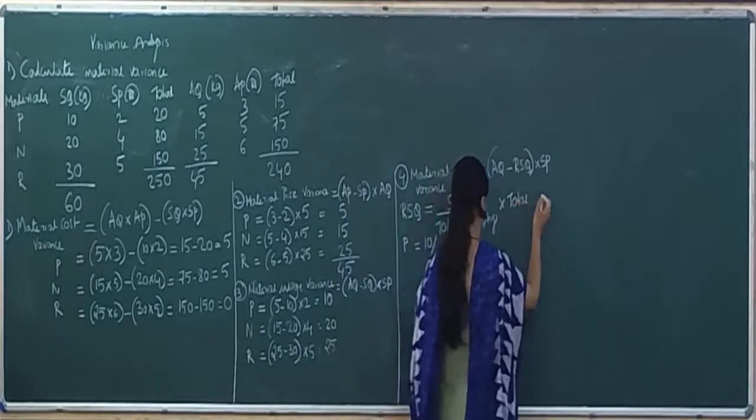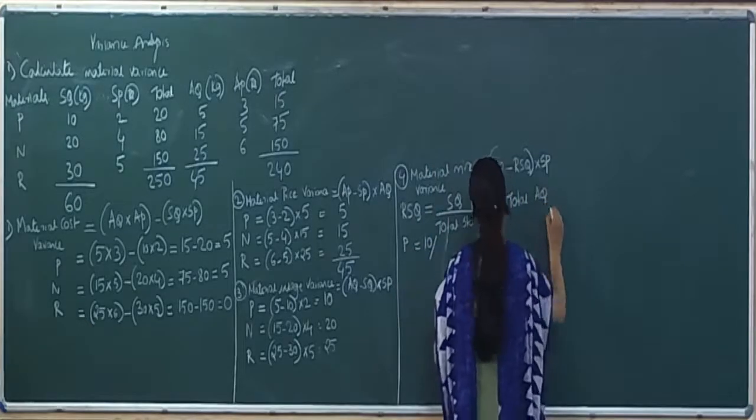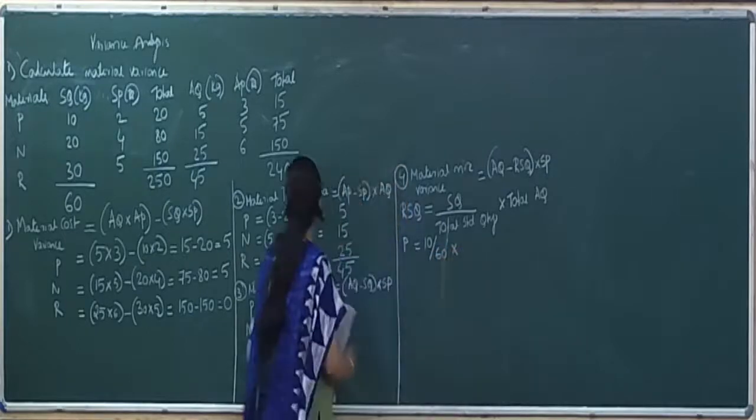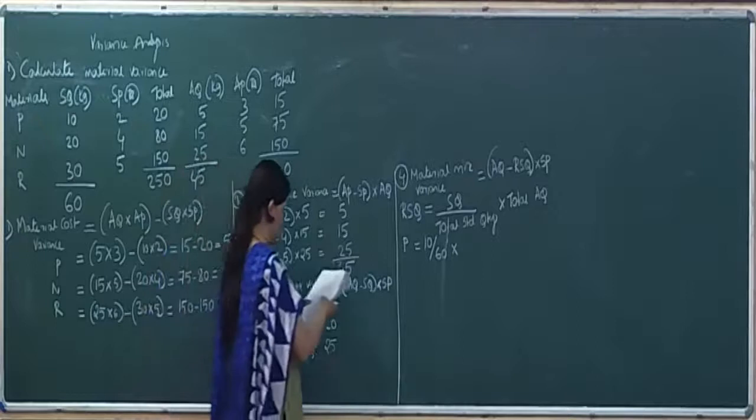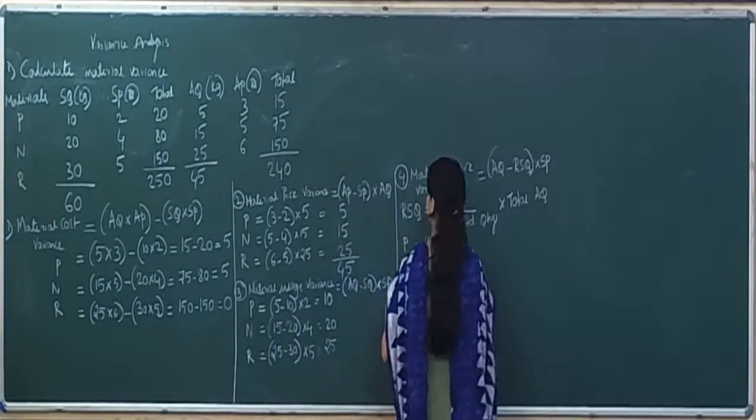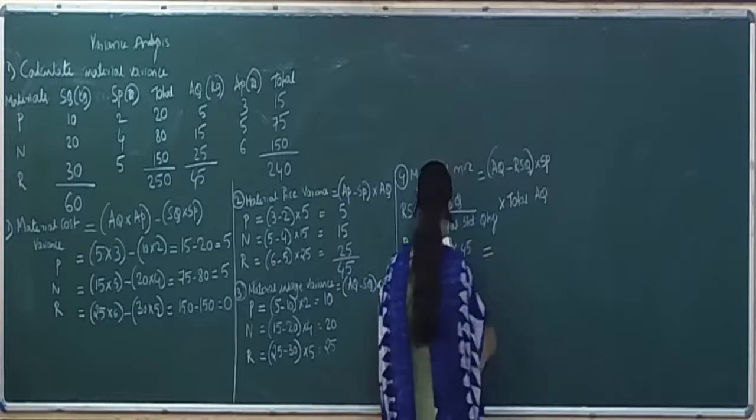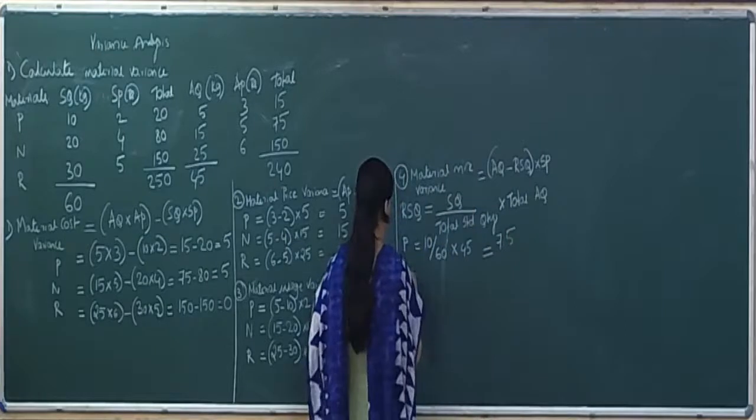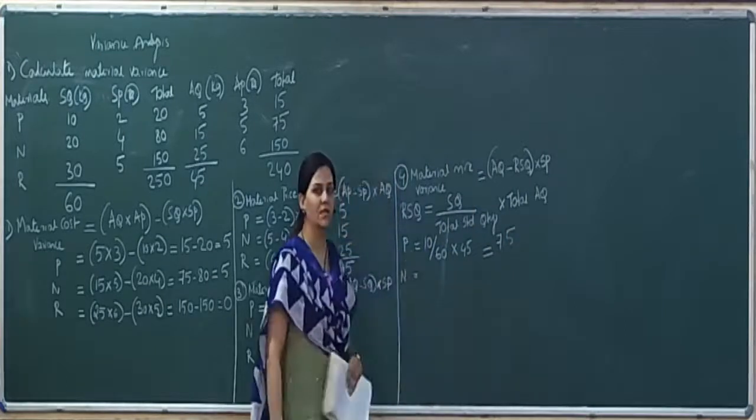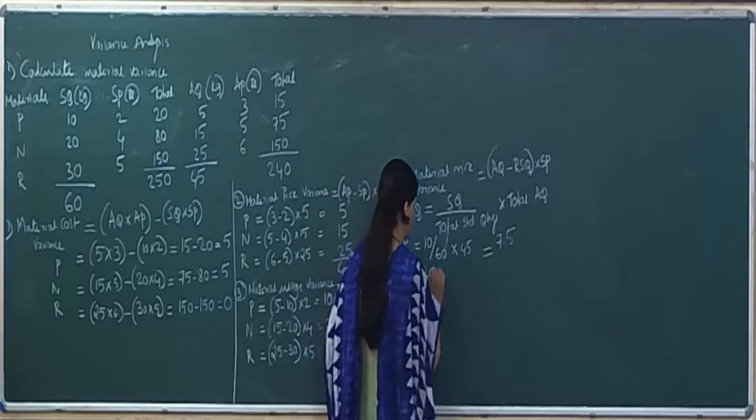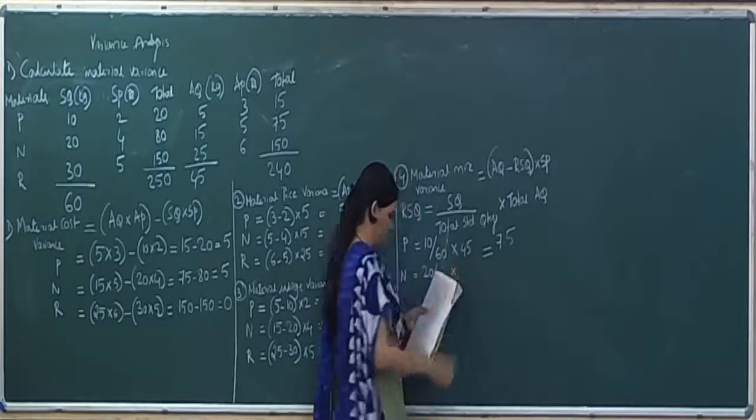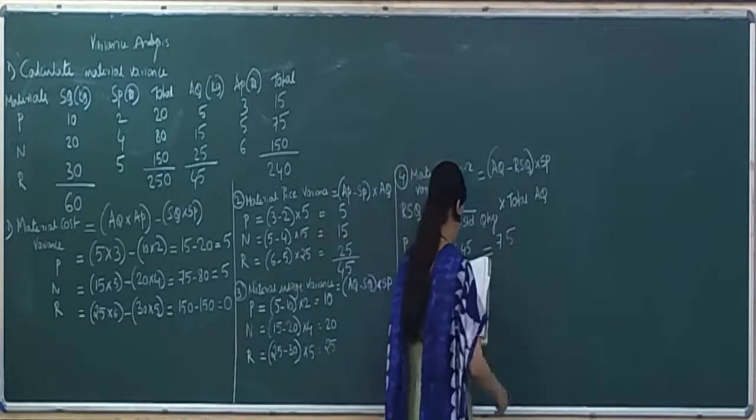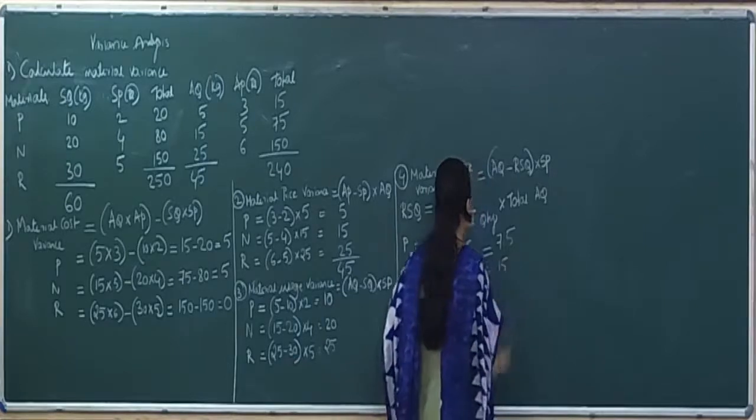Into total actual quantity. Now here total standard quantity is 60, into total actual quantity is 45. That comes to 7.5. Next we have N, 20 divided by 60 into 45. That comes to 15.